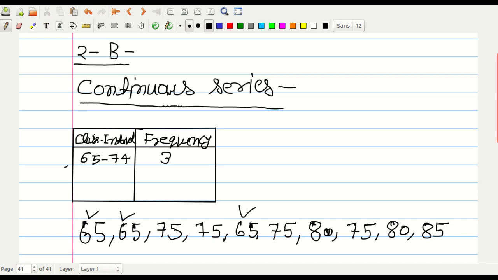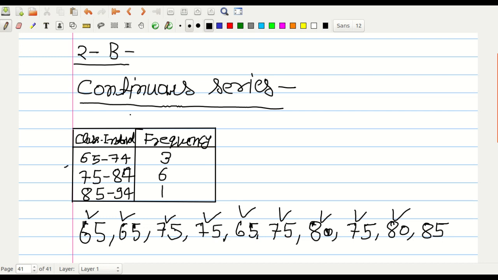If you observe that from 75 to 84 there are 6 students, and from 85 to 94. Yes, 6 students. You can see that 75, 75, 75, 80, 75 and 80. And from 85 to 94, only 1 student. So this is called continuous series data.